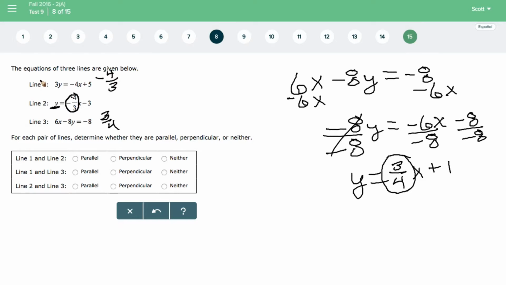Now line 1 and line 2, negative 4/3, negative 4/3, they're exactly the same. That makes them parallel. Line 1 and line 3, they're flipped upside down, and one's negative, one's positive. That makes them perpendicular. And line 2 and line 3, they're flipped upside down, and one's negative, one's positive. That makes it perpendicular.